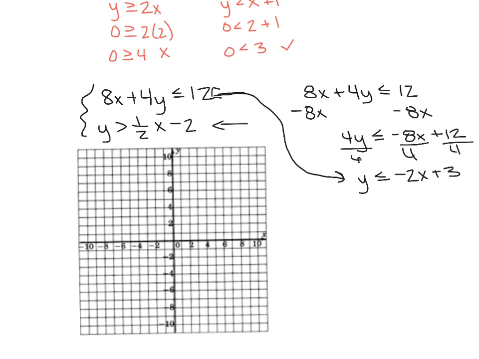So we go through, and we're going to start graphing. We're going to start graphing this one first. It'll be the red line. It has a less than or equal to sign, so it's going to be a solid line.